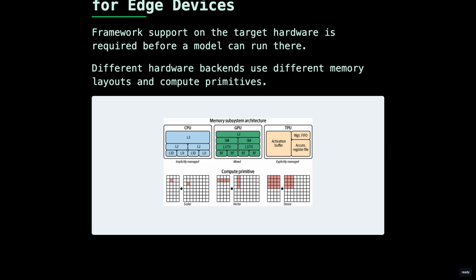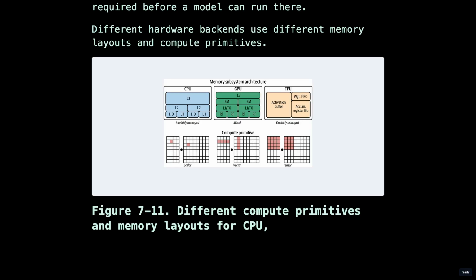The key idea in the figure is that CPU, GPU, and TPU are not just faster or slower versions of the same thing. They organize computation and memory differently, so efficient code has to match the structure of the chip. That difference explains why vendor support is so hard to generalize. A backend compiler has to understand the shape of the hardware, not just the syntax of the framework.